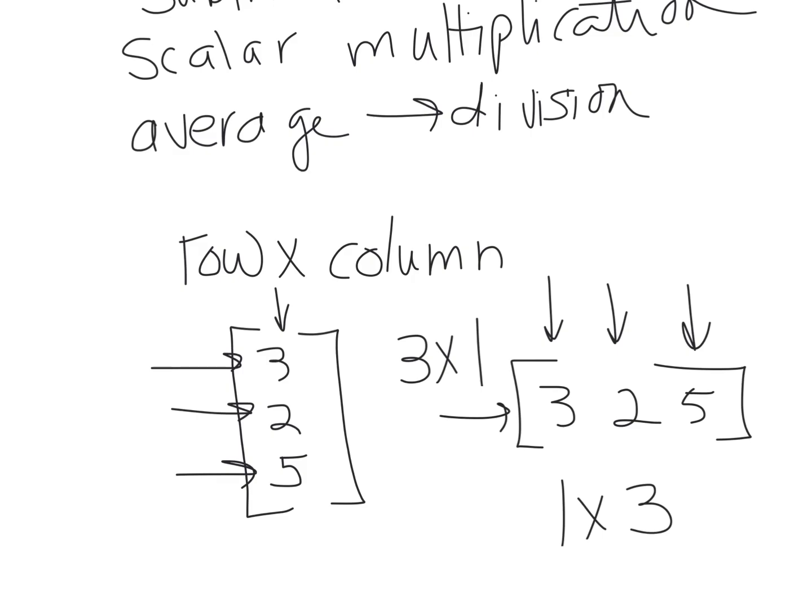Okay? In order to add or subtract matrices, they have to be the same size. So they have to have the same number of rows and the same number of columns. If we can't, then we can't perform those operations. So let's look at our first question.